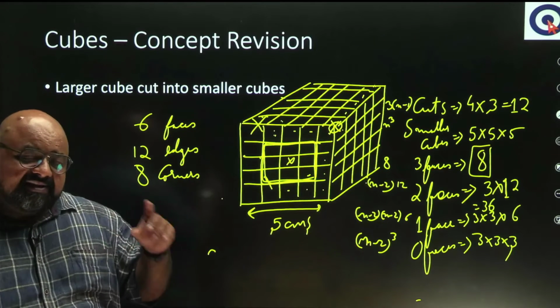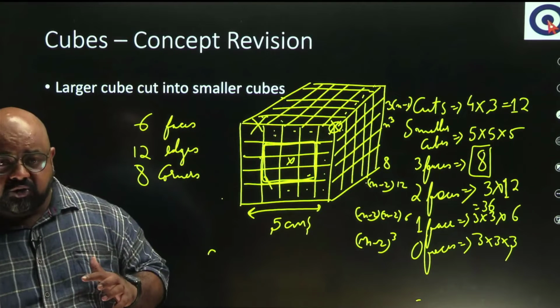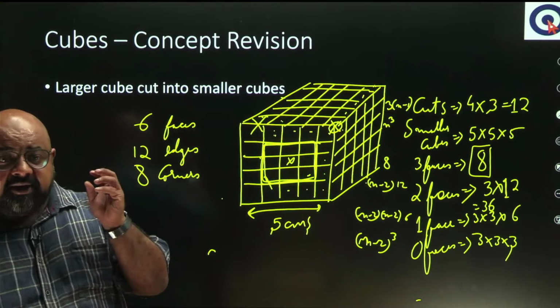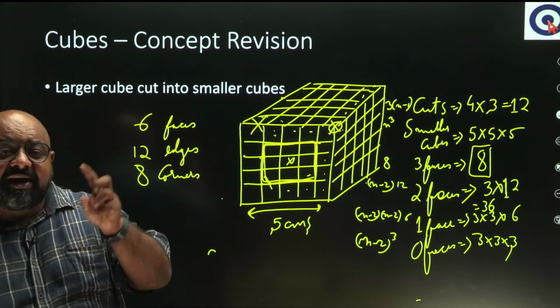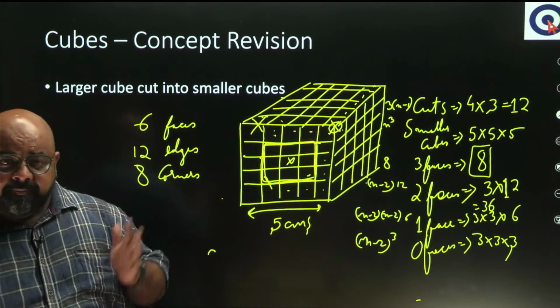Actually what is n? N is the ratio of the side of the larger to the smaller cube. So for example, if the larger cube is of side 8 centimeter and you are cutting it into smaller cubes of 2 centimeter, then the value of n will be 8 upon 2, 4. Here it is 5 upon 1, 5.